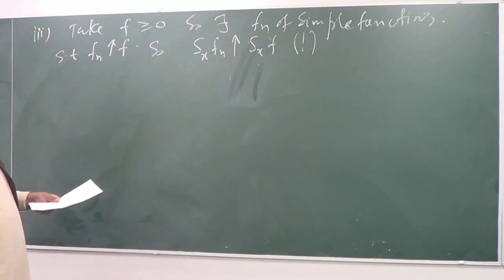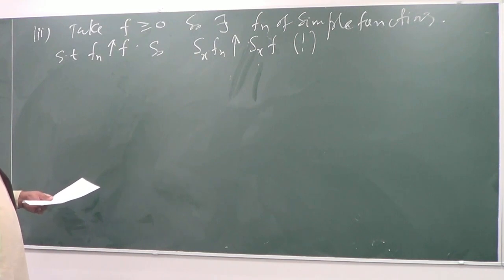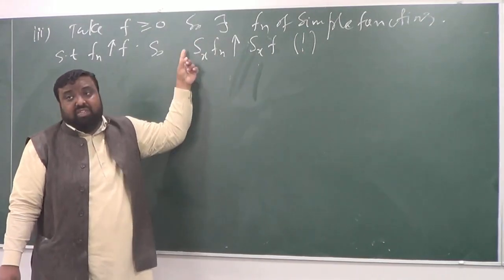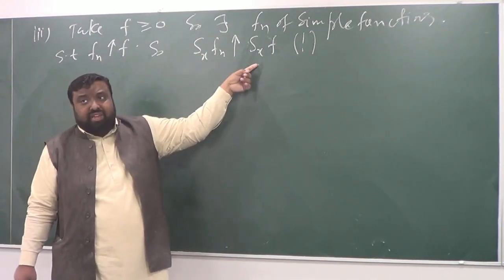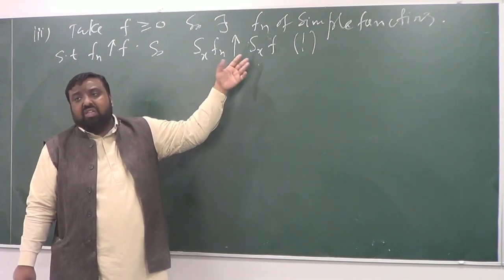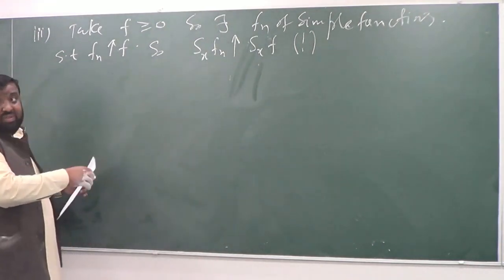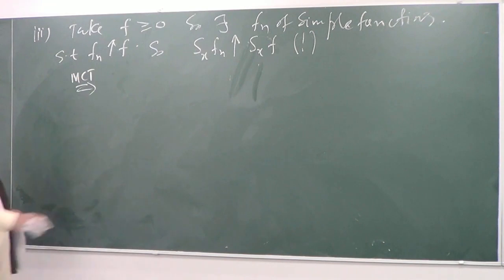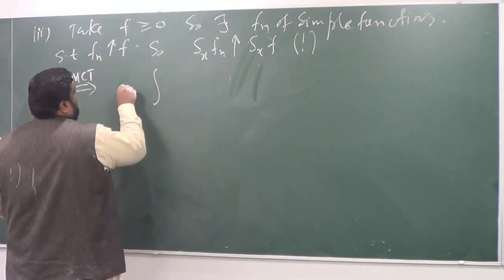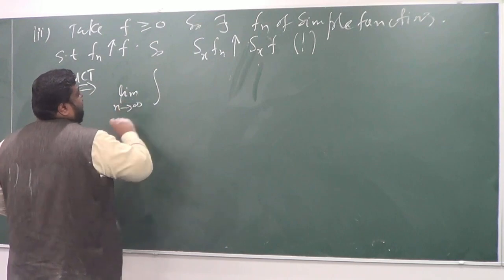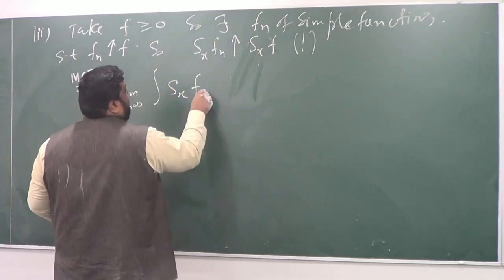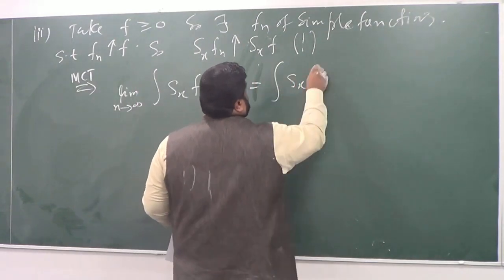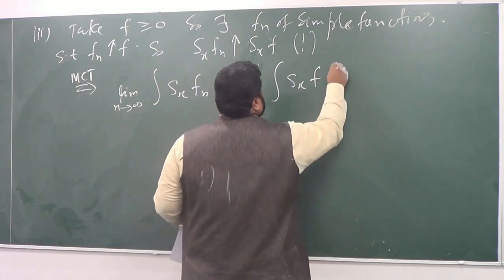And if this is true, then what does this mean? This means that I have an increasing sequence of non-negative functions that is converging to Sx f. So it's a sequence of functions converging to Sx f. So I am in the assumption of the monotone convergence theorem. The monotone convergence theorem implies that the integral of the limit as n goes to infinity of Sx Fn with respect to mu is converging to the integral of Sx f with respect to mu.